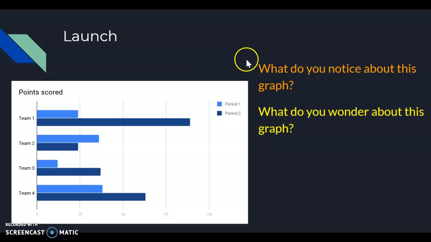Our launch. We have two questions on the right side. The first one is, what do you notice about this graph? The second question is, what do you wonder about this graph? Let's take a minute, pause, and take a close look at the graph and try to answer those questions.